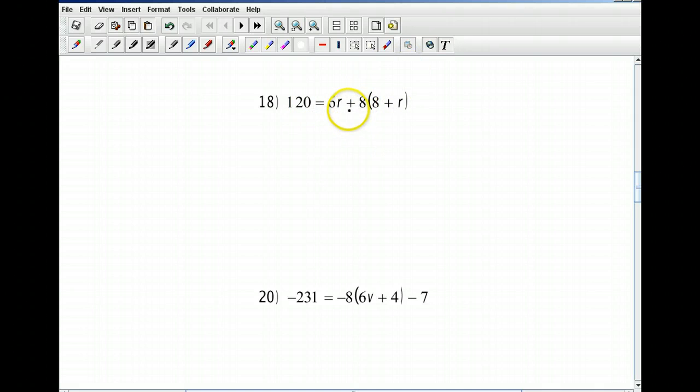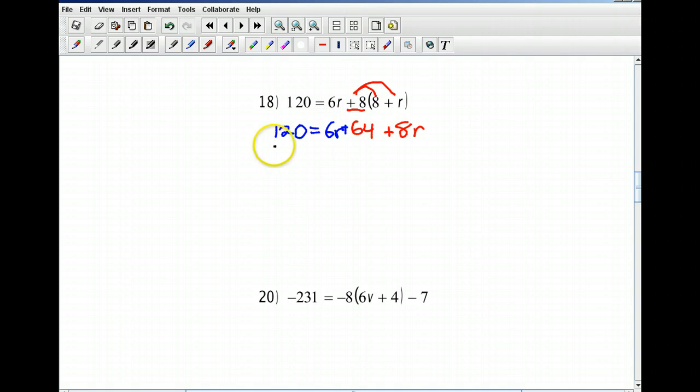So, 8 times 8. 64. Notice how I'm starting with the parentheses. 8 times r. 8r. Then what? Now we got to bring down everything else. So the 120 equals 6r. Bring that down. 120 equals 6r plus.